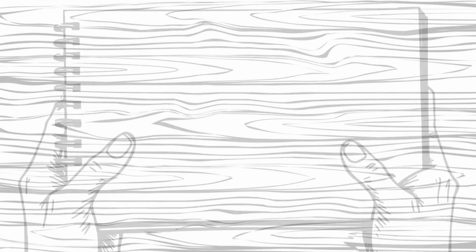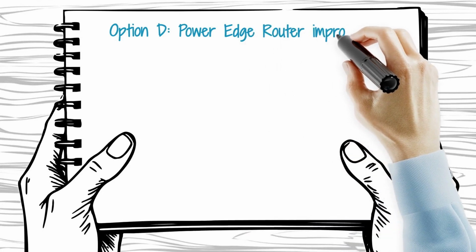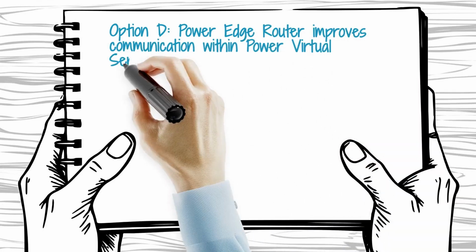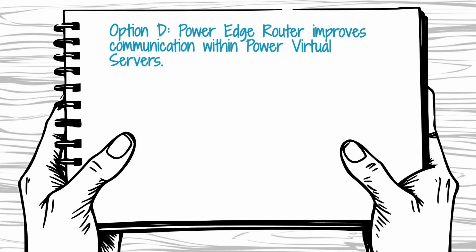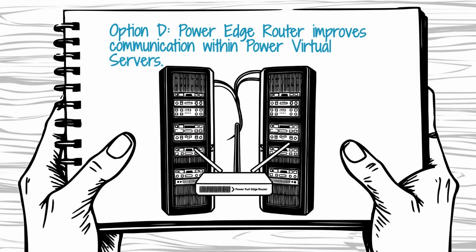D. Power Edge Router, PER. Power Edge Router is a feature within IBM Power Virtual Servers environments that improves network communication within and to and from Power VS. While it can integrate with Transit Gateway for broader cloud connectivity, it's not the general service that provides network connectivity between any two IBM Cloud VPCs. Therefore, the most appropriate and direct answer for providing network connectivity between resources in two different IBM Cloud VPCs is Transit Gateway.